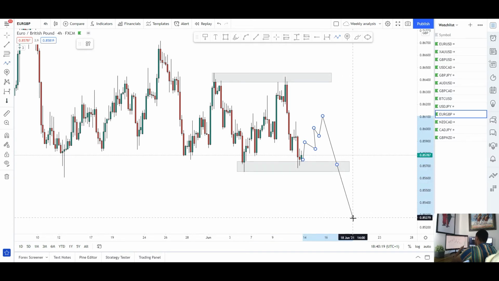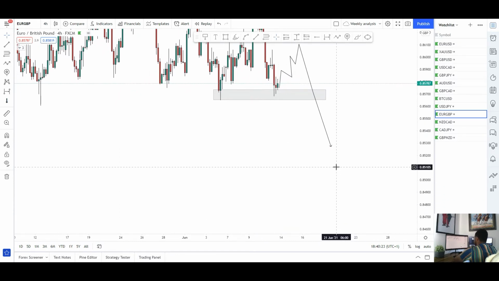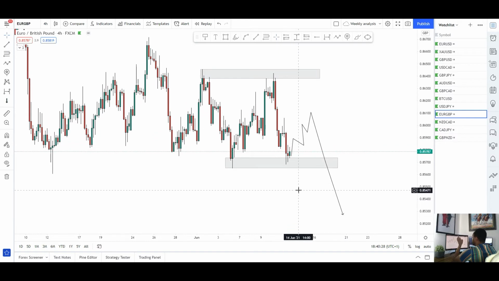Then if you can break through that, we'll be targeting 0.85500 and then 0.85, which is the daily end target for Euro GBP. But bias is to the downside for next week for Euro GBP, only for selling opportunities.